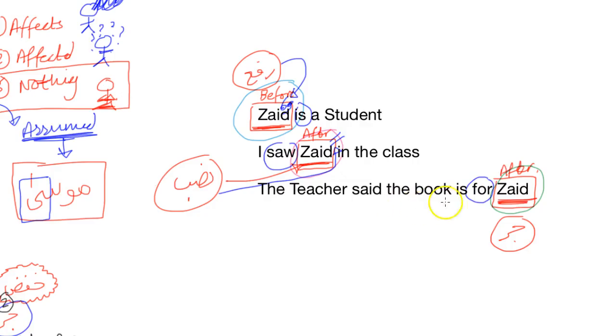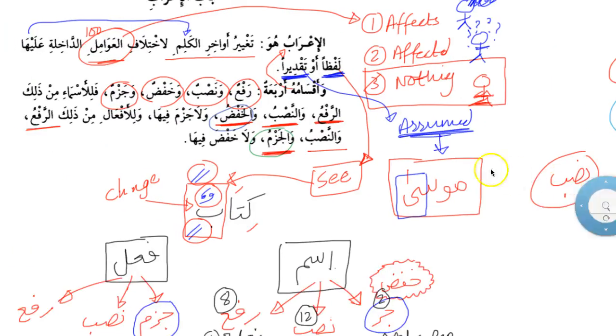And the teacher said the book is for Zaid, we give it kasra, because this symbol, kasra, is a sign for jar. So next week we're going to be covering the signs. What signs, how do you identify a word is rafa? What sign do you give it? How do you identify a word is nasab? What sign do you give it? And how do you identify a word is jar? What sign do you give it? Okay, so that's basically that.